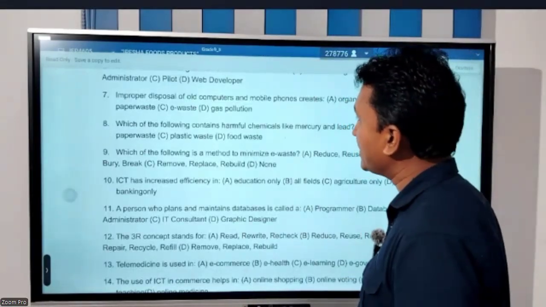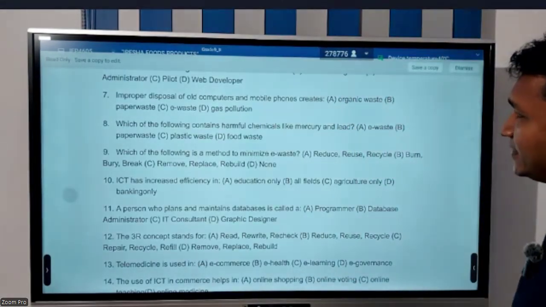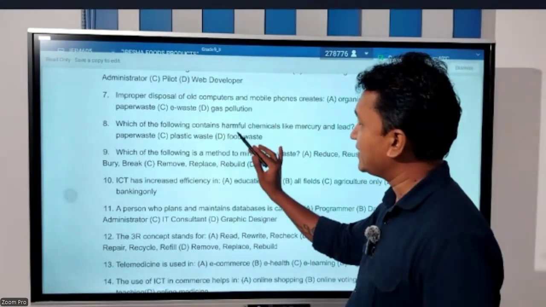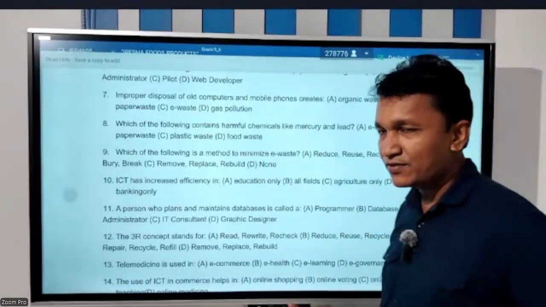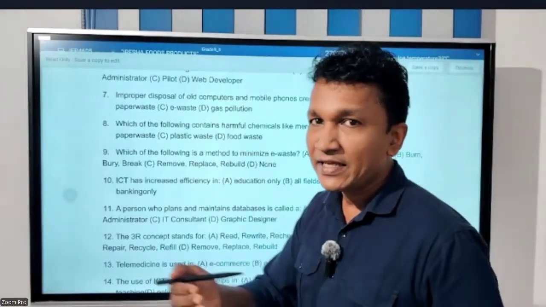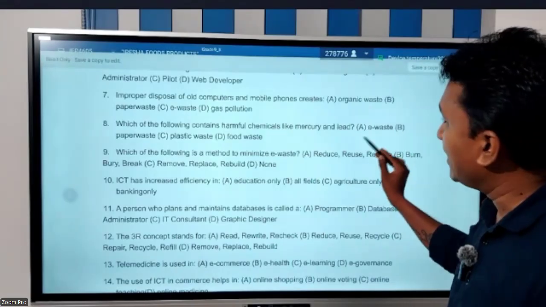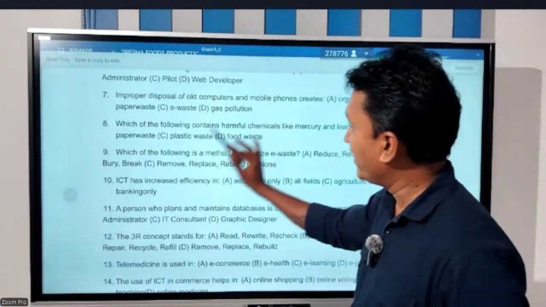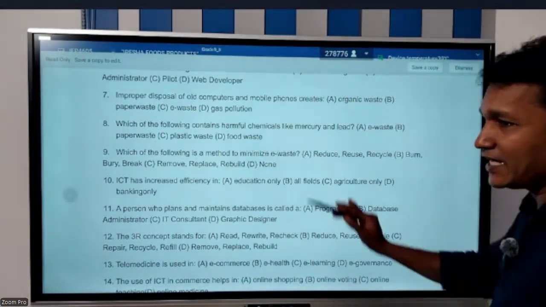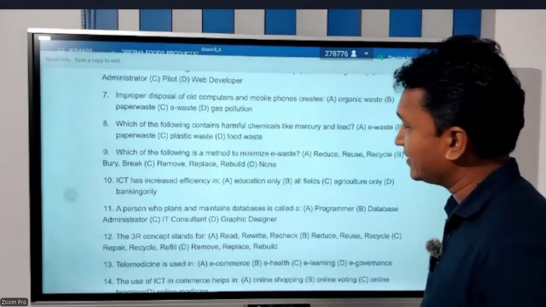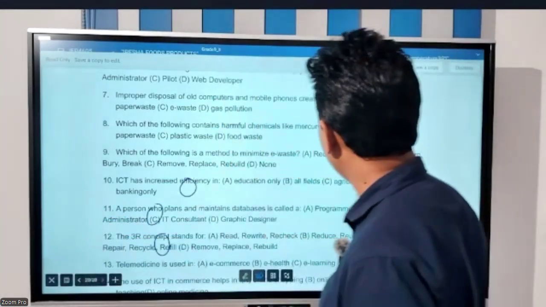Next one. Which of the following contains harmful chemicals like mercury and lead? We discuss those things. E-waste, electronic waste, paper waste, plastic waste, food waste. Okay, it is in e-waste. Harmful chemicals are there, right?